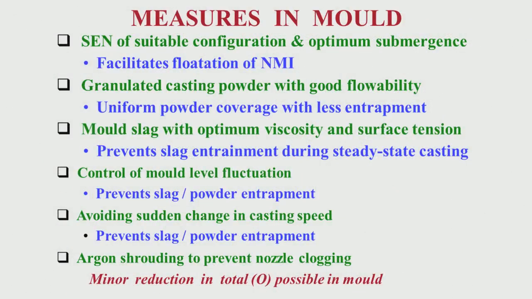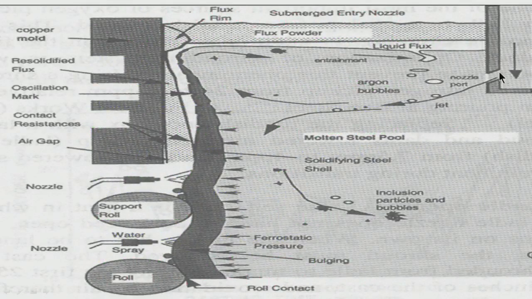So, now let us see what are the issues in the mold for getting good cleanliness. The SEN, as I have told you, the submerged entry nozzle, must have suitable configuration and optimum submergence. Submergence is important. As I have told you, in the tundish there is submergence, here also there is submergence. Otherwise, what is going to happen? If the SEN is not submerged in liquid steel, there is a possibility of air ingress. So, there has to be some submergence.